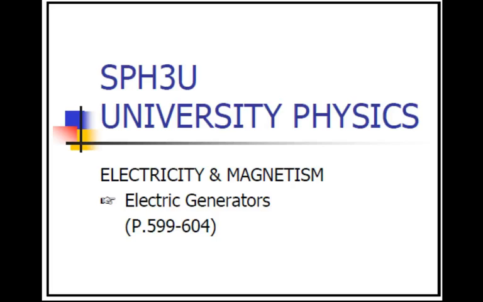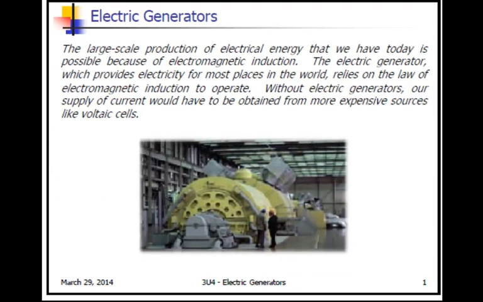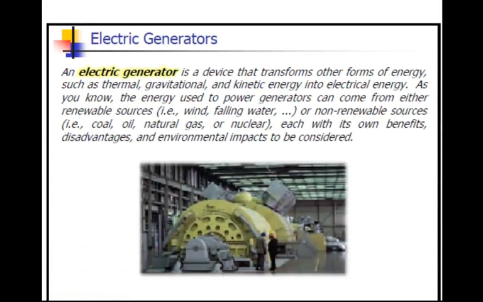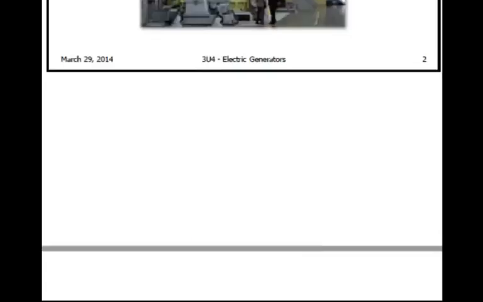So instead of generating an electromotive force, what if we wanted to generate electricity? So we'll get into the idea of an electric generator in this lecture. I'll skip a little bit here just in the interest of time. But basically an electric generator uses energy of other types like thermal, gravitational, or kinetic, in most cases kinetic, and it changes those types of energy into electrical energy. So how would it do this?